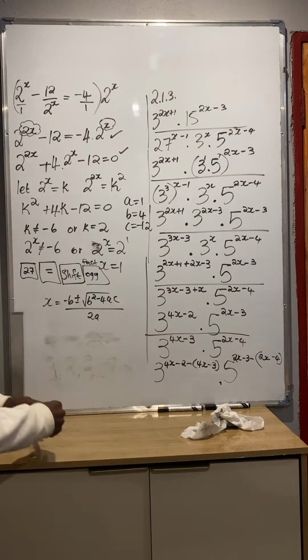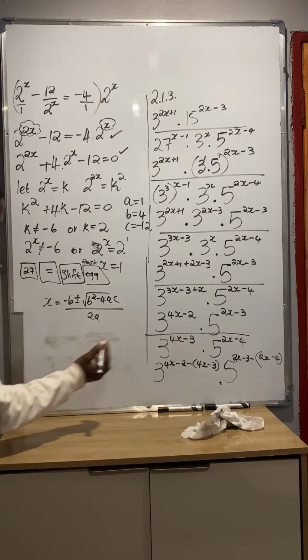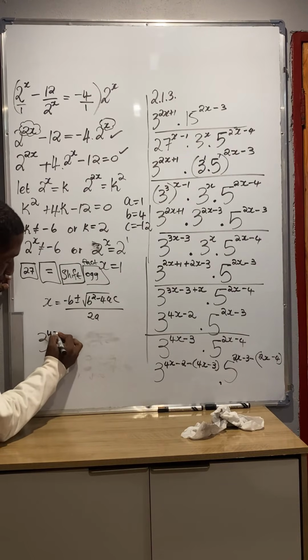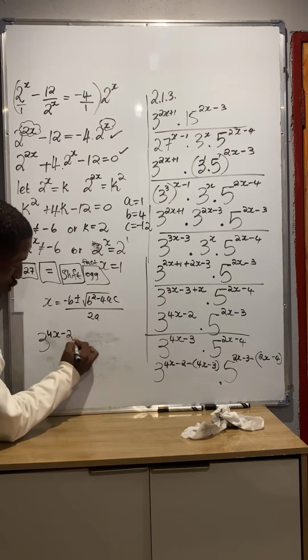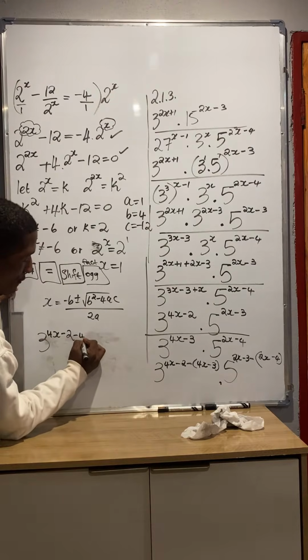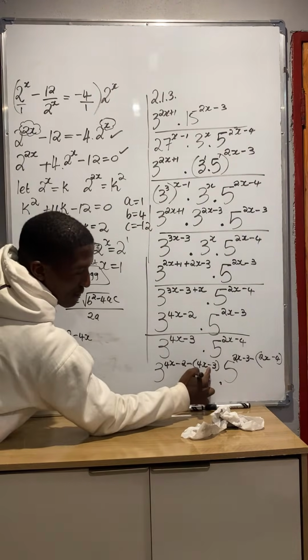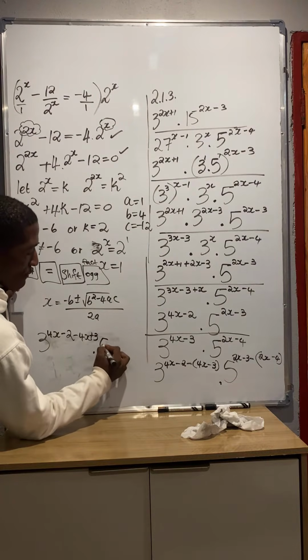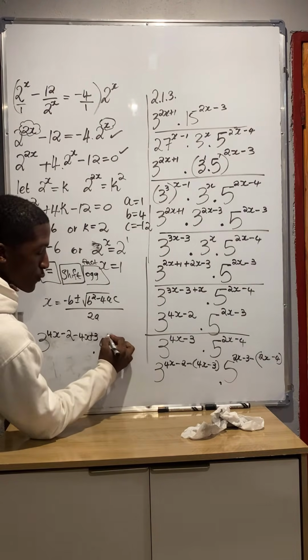So this is what's going to happen, family. We are going to have 3 to the power of how much? 4x minus 2, negative multiplied by positive is negative 4x. Then negative multiplied by negative is going to be plus 3 times 5. Then it's going to be what?